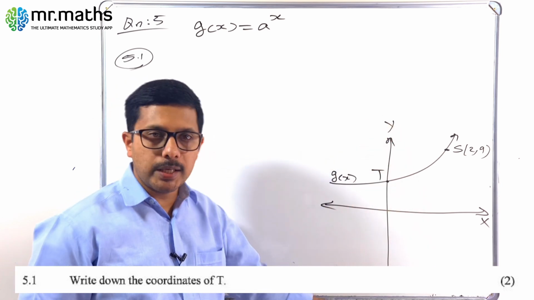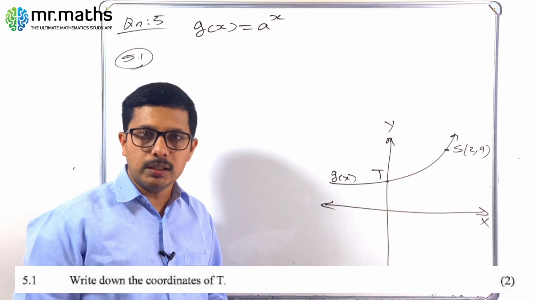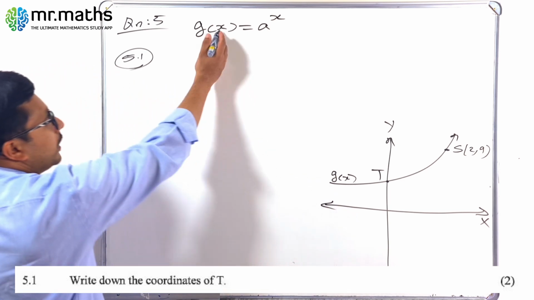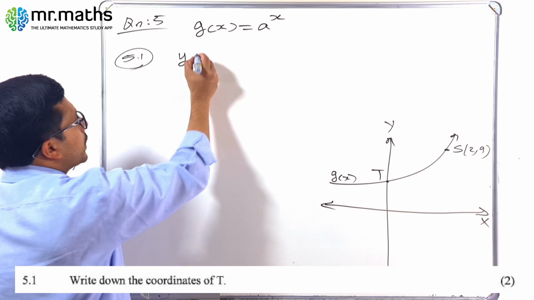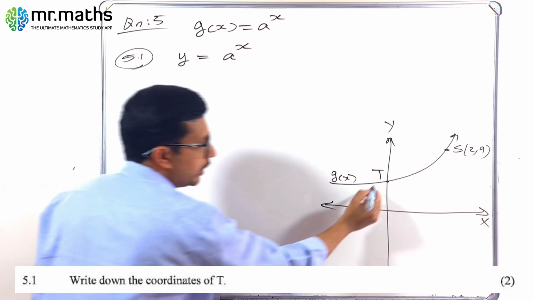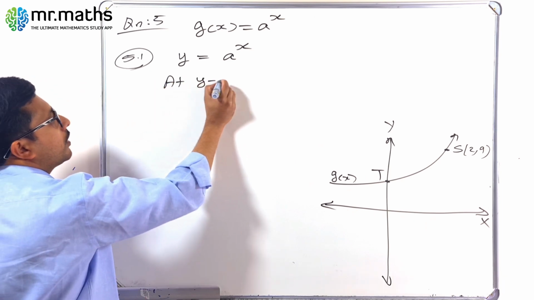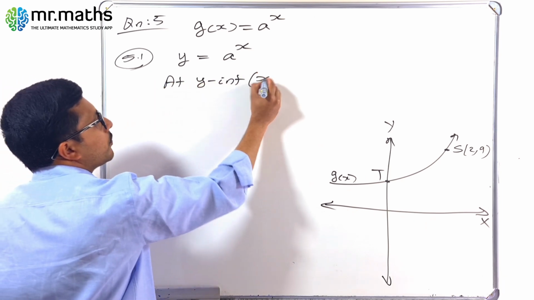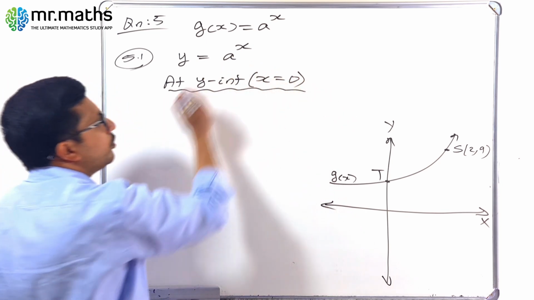You know, this is the y-axis. At the y-intercept, what is the x value? It's 0. So first let's write this equation. g of x is the same as y. So y is equal to a raised to x. So you know that this is the y-intercept. At the y-intercept, what is the x value? x is equal to 0.